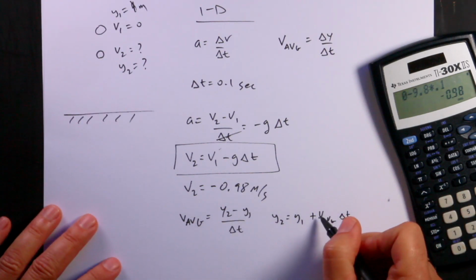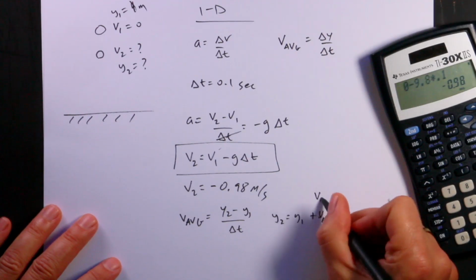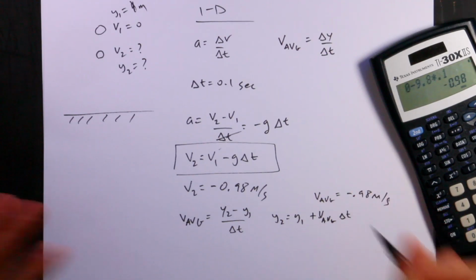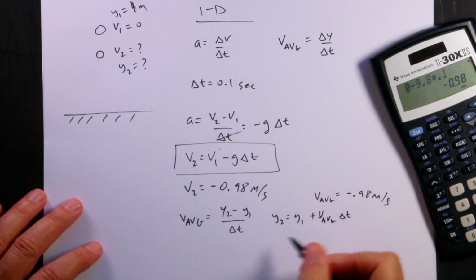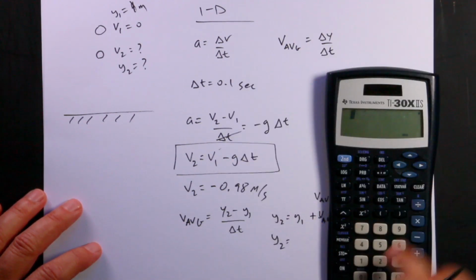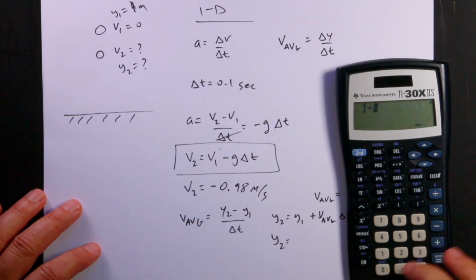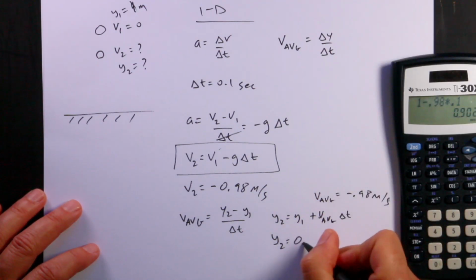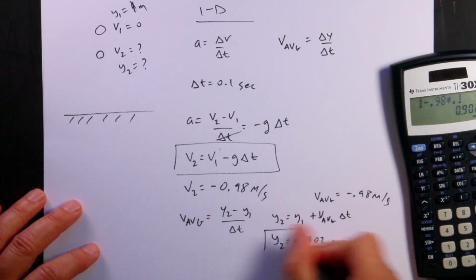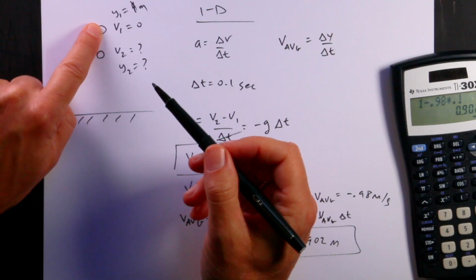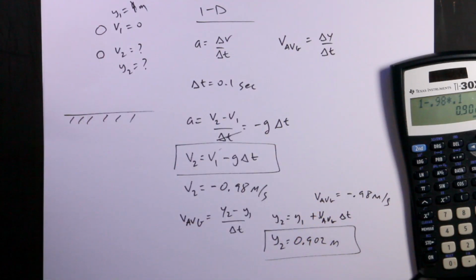I'm going to just say v average equals negative 0.98 meters per second. What the heck? I'm just going to do that. If I do that, I get y2 equals y1, which is 1. So I clear, 1 minus 0.98 times 0.1 equals. I get 0.902 meters. So I just found out where it went from 1 to 2 after 0.1 seconds.